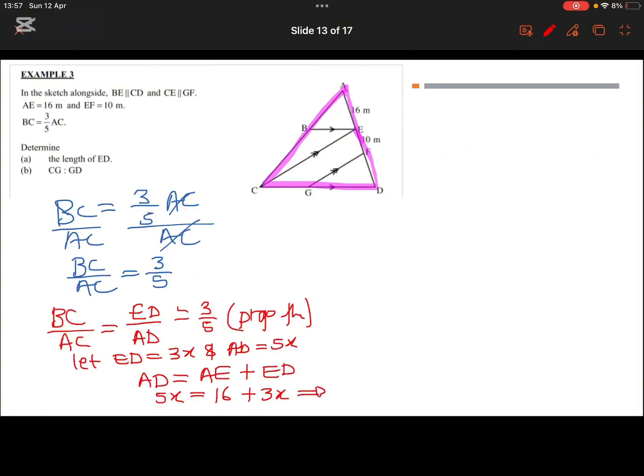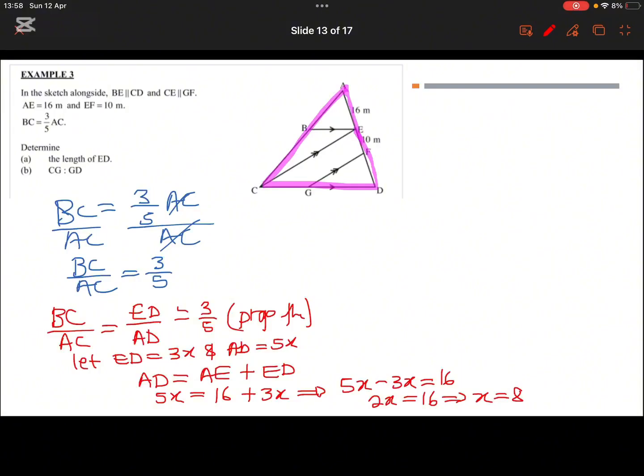And then now take 3x to the other side, or subtract 3x from both sides. Then you'll have 5x subtract 3x is equal to 16. Then you'll have 2x equal to 16. That means x will be equal to 8.